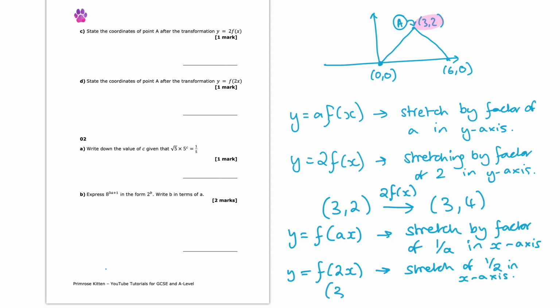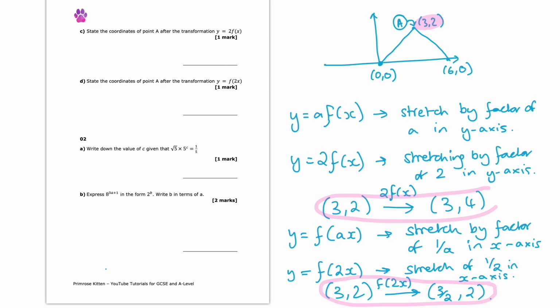So here we had that 3, 2 to begin with, but then we've applied this transformation of f of 2x, and that then becomes 3 over 2, 2. So that there would be our final answer for part D. So there we've got our answers for part C, which we would write 3, 4 because we doubled the y coordinate by 2. And whereas for D, when we had this different transformation of y equals f of 2x, that became 3 over 2, 2, because we have only affected there the x coordinates, and that was by a factor of a half. Good, good.